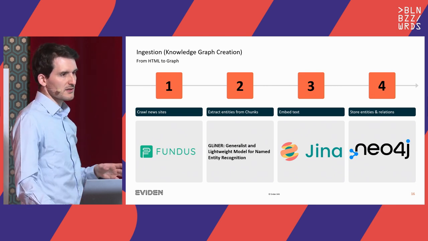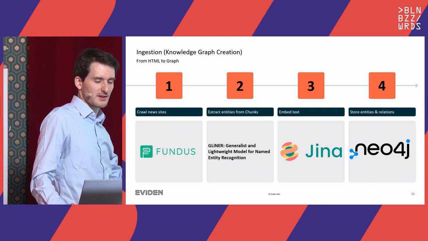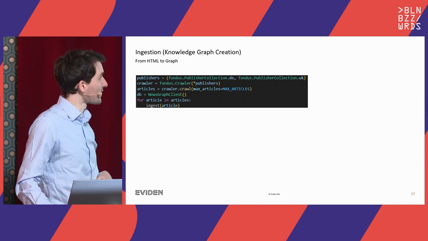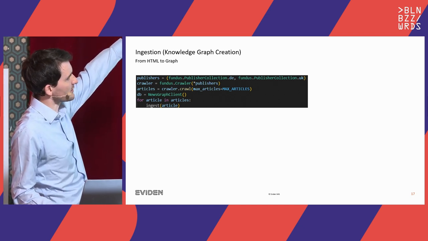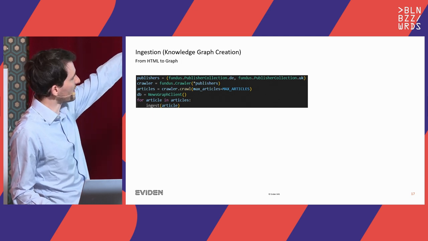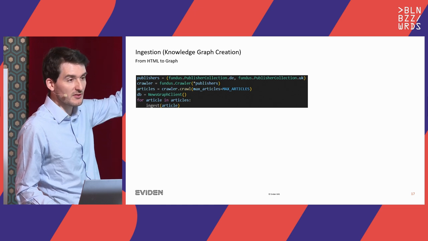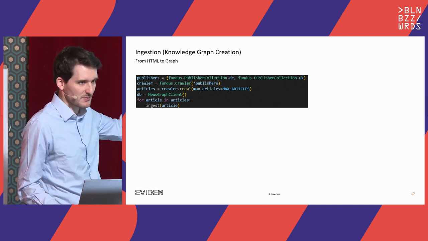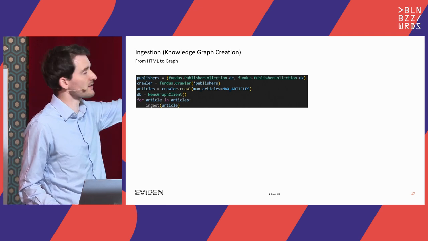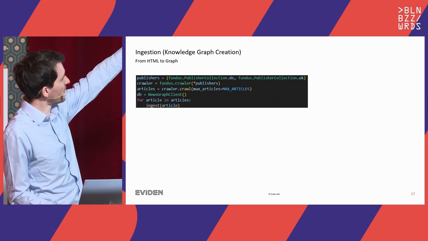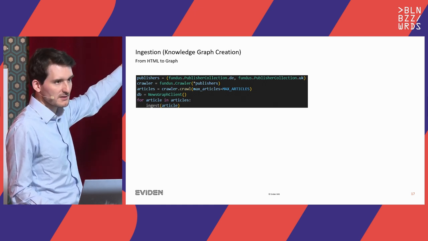It's extremely easy to specify what kind of newspapers you want. I have it here, that's basically all you need. You import it, you specify the publishers you want, you can also specify it more in detail. So if you just want articles from the TUTS that I mentioned earlier, you could say Fundus Publisher Collection DE and then TUTS. You instantiate a crawler and then you just crawl and you can do something with the articles that you retrieved.